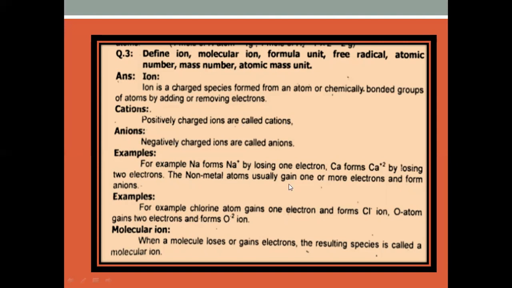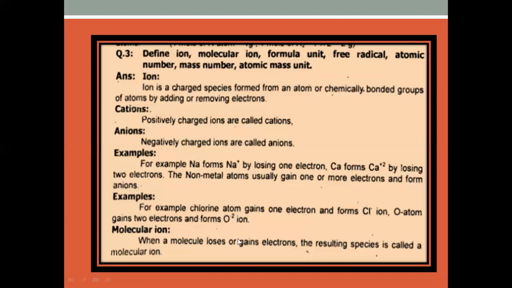Non-metals usually gain electrons and form anions. For example, a chlorine atom gains 1 electron to form Cl-, which is called a monovalent anion because it has only one negative charge. Oxygen is divalent because it has 2 negative charges.